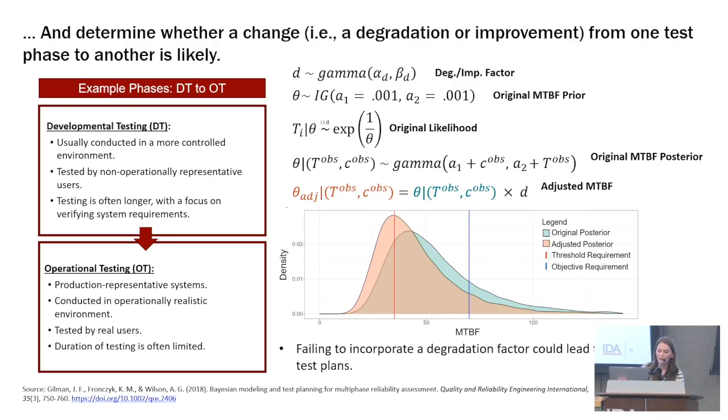And so to account for this, we add a multiplicative correction factor, D, which we assume follows a gamma distribution, and we multiply that by our posterior distribution that we just talked about of the mean time between failure given that DT data. If you look at this plot, you can see that the red distribution is the adjusted posterior distribution after degrading it, versus the blue, which is what the original distribution of the mean time between failure given our DT data was.